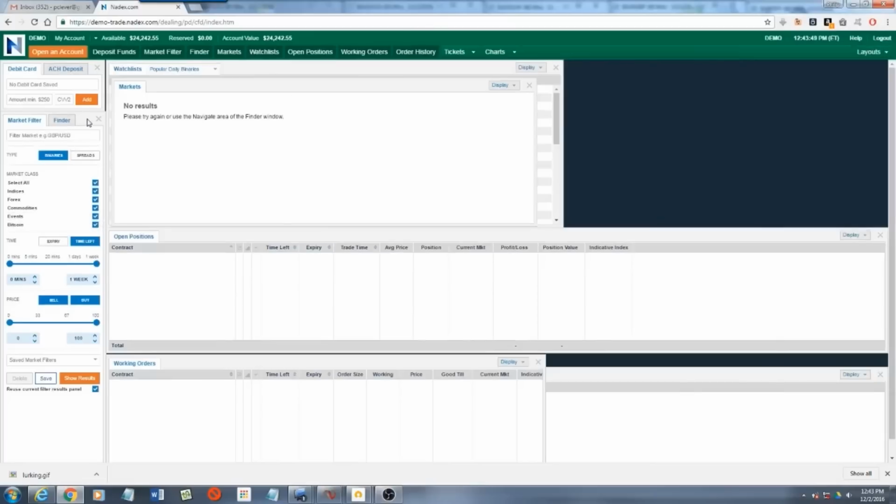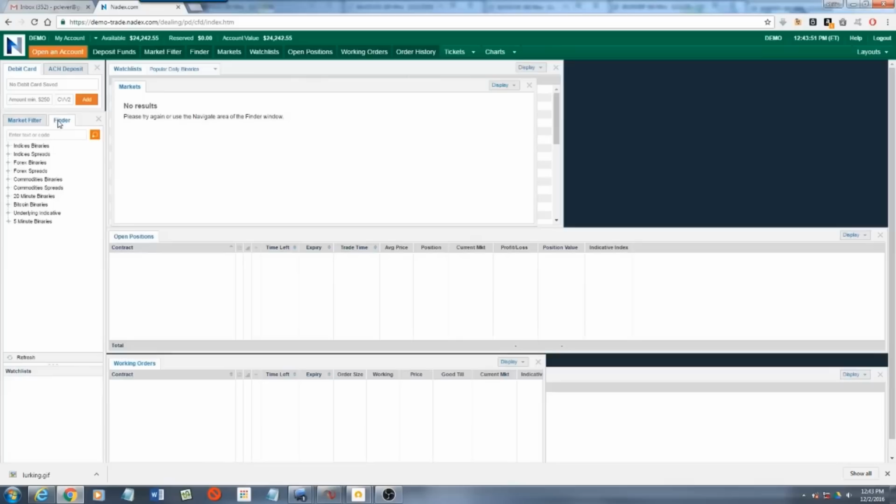Okay, so we have our order. So now we're going to place the order. We're going to go into Forex binaries, and we're going to select the GBP USD pair, the pound dollar FX pair. Click on that, and in this case, the signal was for the 2 p.m. expiration, so that's the 12 p.m. to 2 p.m. section. So we'll click on that.